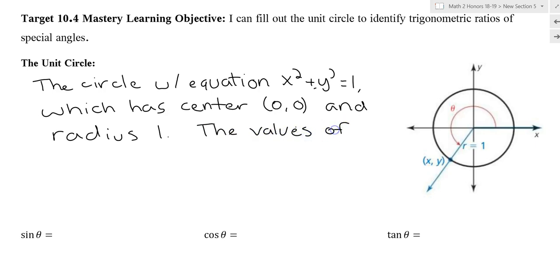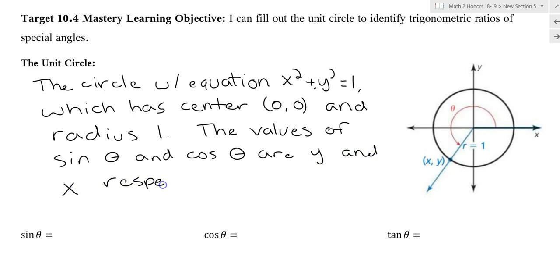The values of sine theta and cosine theta are y and x, respectively. We'll see why that is really quick. Okay, so yeah, the unit circle is the circle with equation x squared plus y squared equals 1.